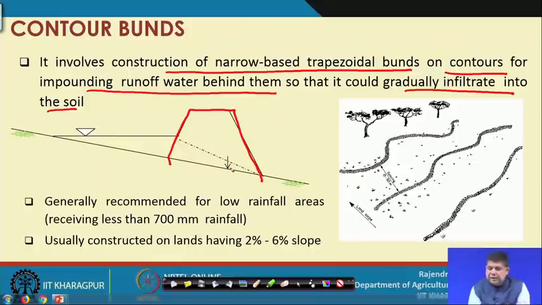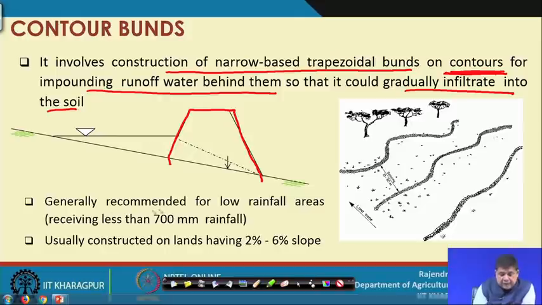That we have to take into account, and these are built on contours. That is why the name contour bund. They are always constructed following the contour lines in a field, and the function is impounding runoff water behind them. Whatever rainfall occurs gets stored or impounded behind the bund, and when it is allowed to stay there for a longer time, it gets infiltrated into the soil.